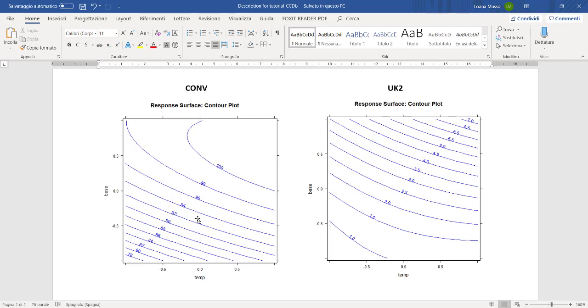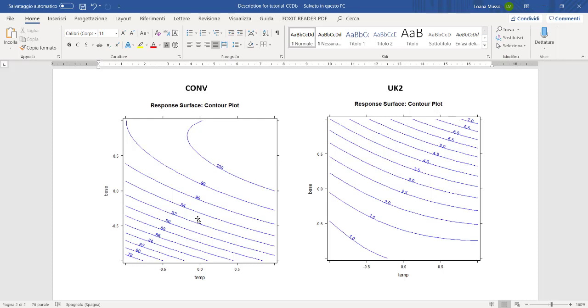But if we have more than two responses, the decision, the selection could be not so easy, not so straightforward. So we'll see now how to face this kind of problem and take this kind of decision. First of all, we need to predict the four responses that we have in all the experimental field, the experimental area that we selected.